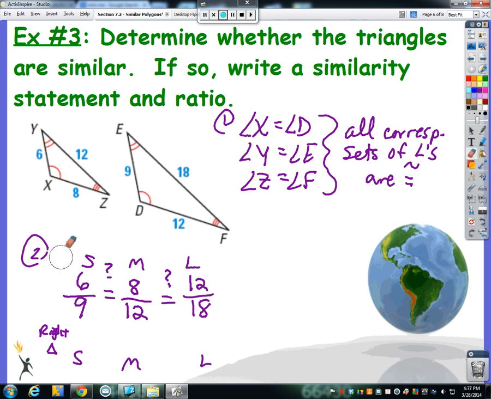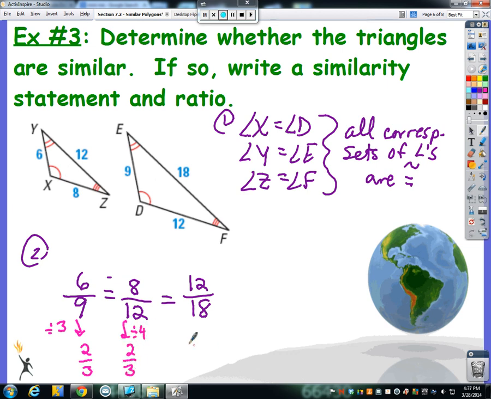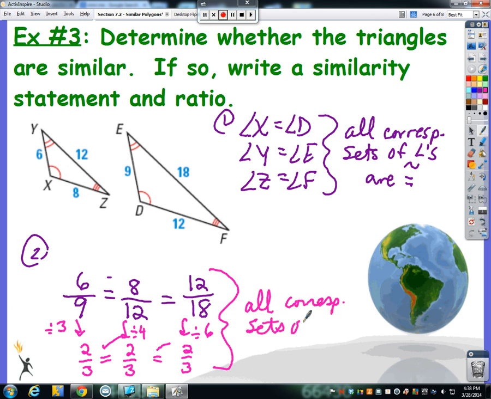So let me clear this out in here. And let's see what all 3 of our fractions end up being. Well, 6 and 9 both have a common factor of 3, and I would get 2/3. And 8 and 12 have a common factor of 4, and I would get 2/3. So far so good. Those are a match. And 12 and 18 both have a common factor of 6, and I would get 2/3. So this is telling me all corresponding sets of sides are not congruent, but proportional.